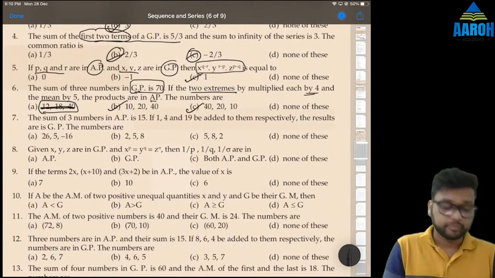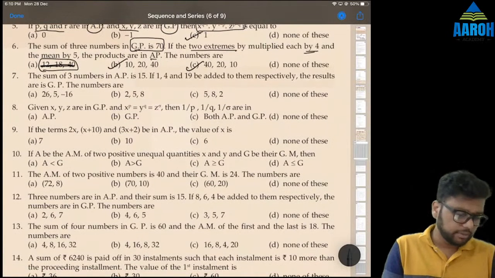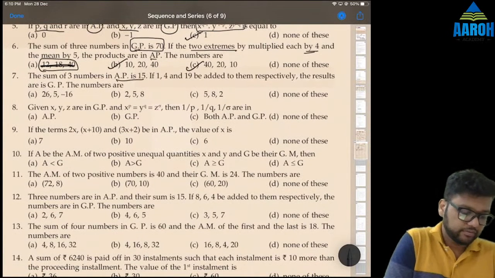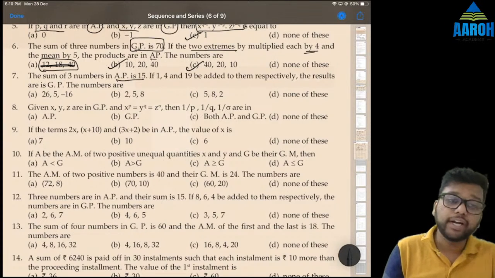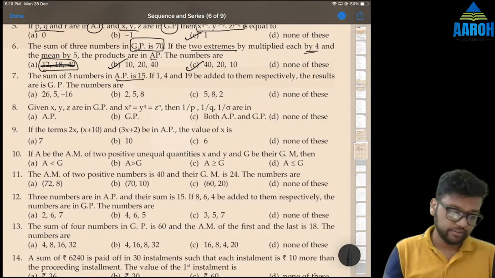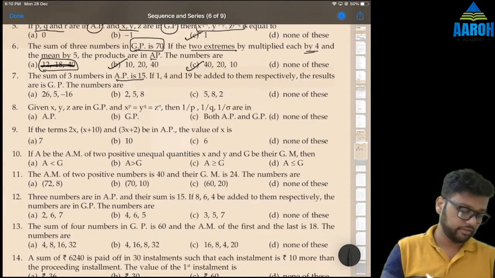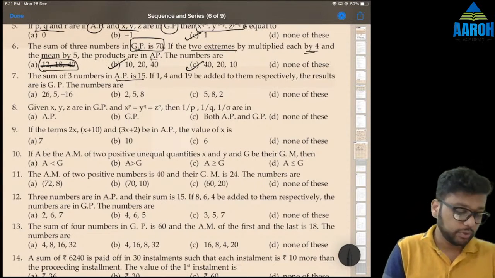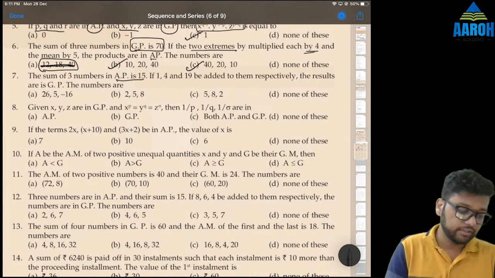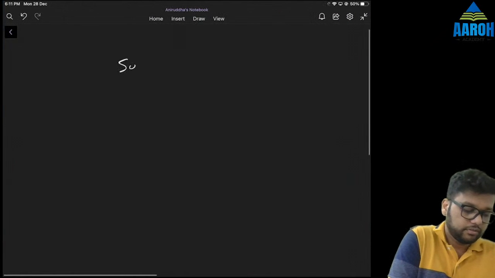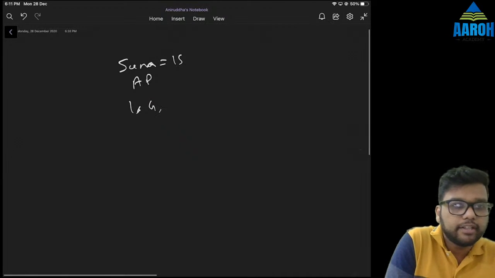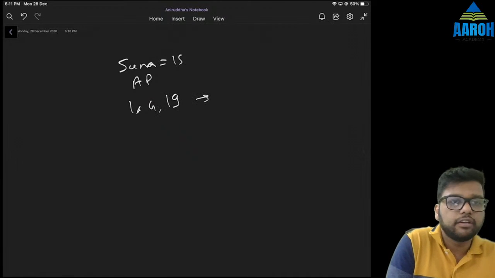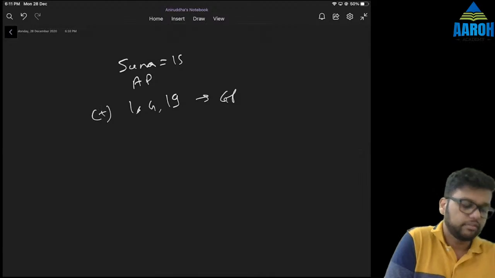Then seventh, sum of three numbers in AP is 15. If 1, 4 and 19 be added to them respectively, the results are in GP. Then what are the numbers? Okay. So sum of them should be 15, they should be in arithmetic progression. So sum is 15, they should be in AP, and if 1, 4 and 19 are added, then they are in GP. So let's check.